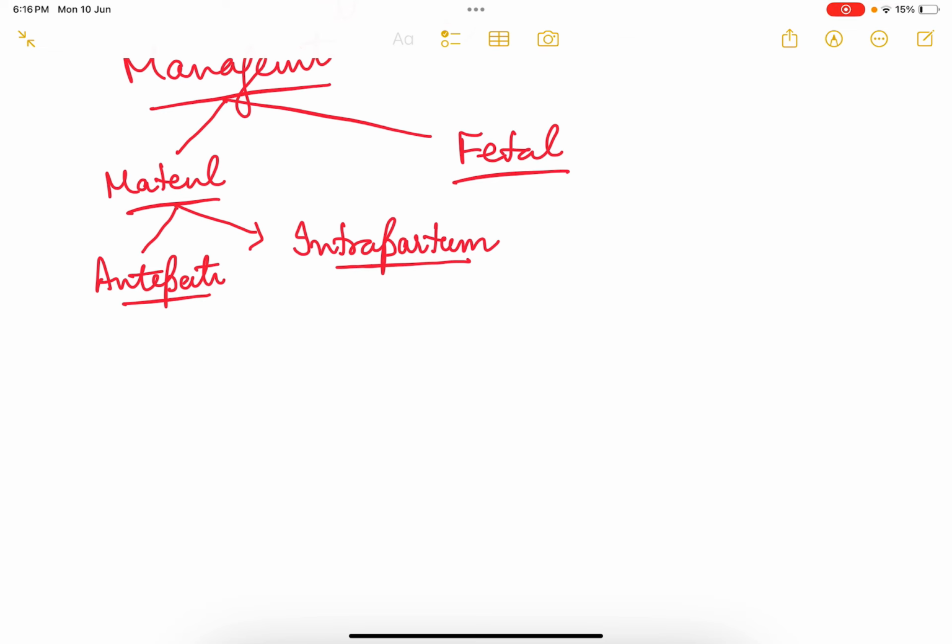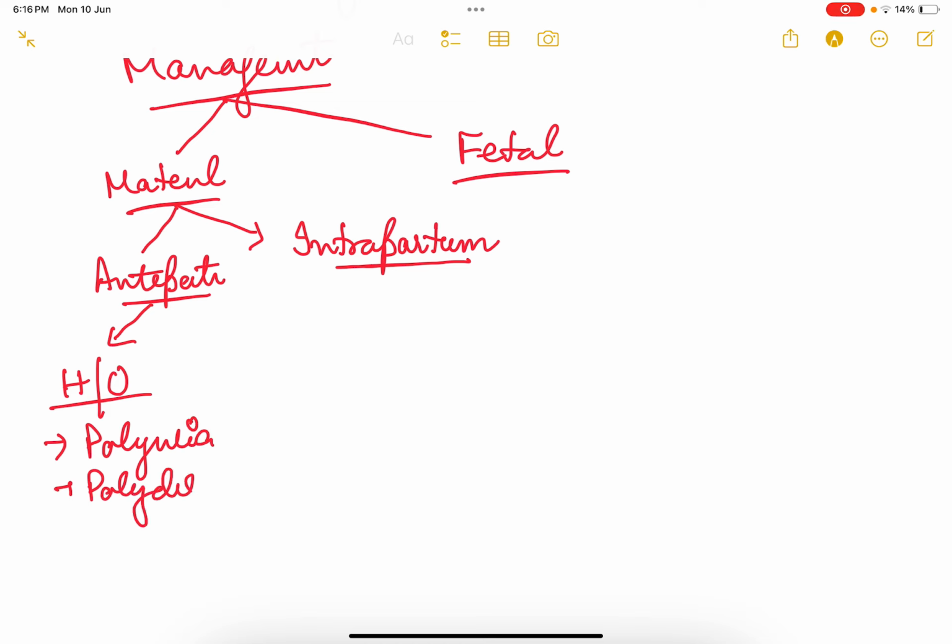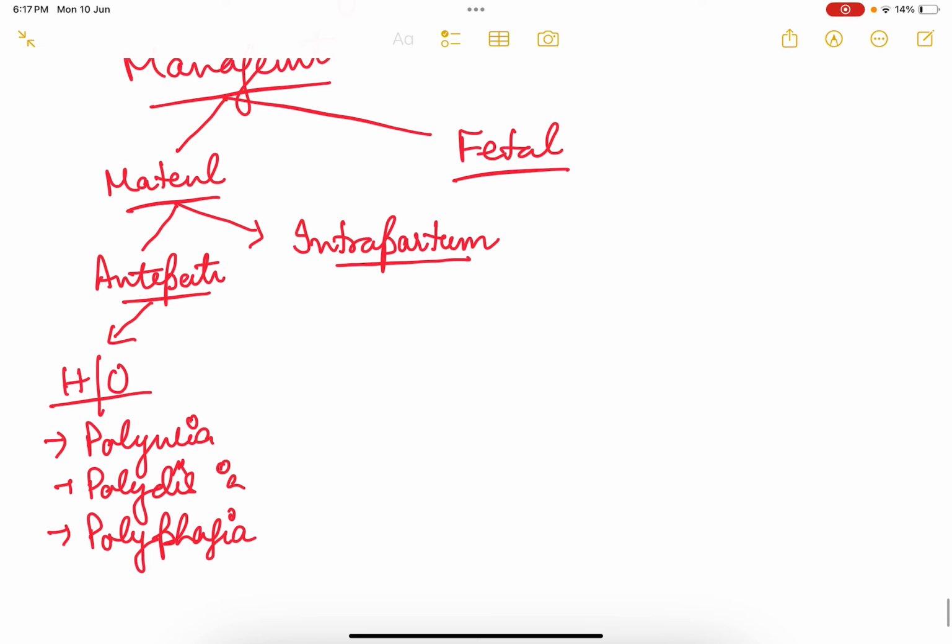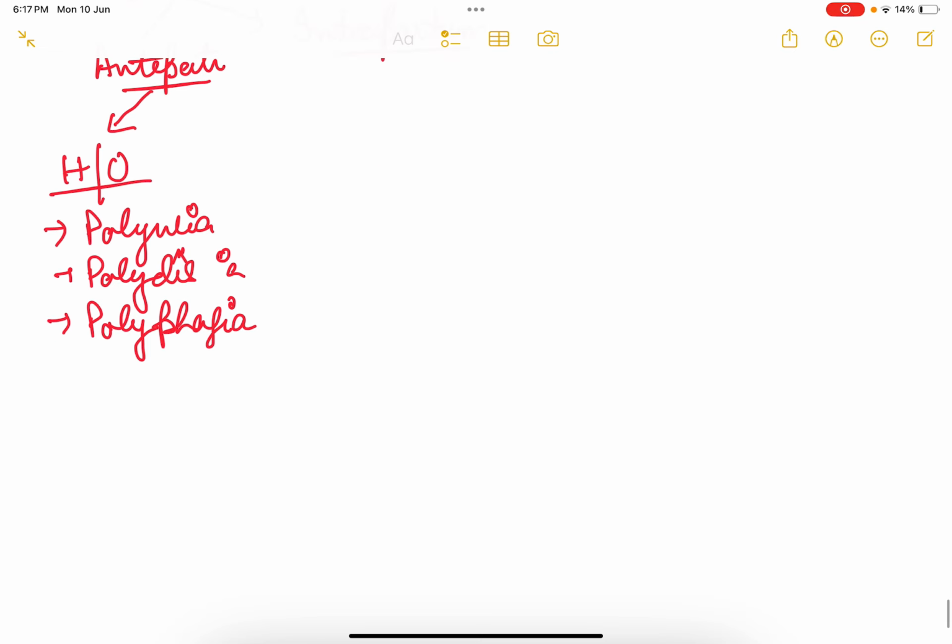So coming to antepartum management. In antepartum management, we always start from history, examination, investigation and then treatment. So history में क्या क्या पूछोगे. In history you have to ask the histories of polyuria, polydipsia and polyphagia. These are the classical symptoms and signs which you ask, which tells you about the severity of the disease. Okay, so this tells you about the severity of gestational diabetes mellitus in this history.